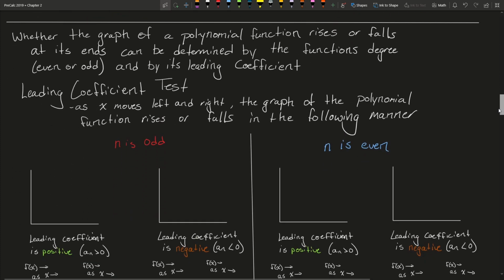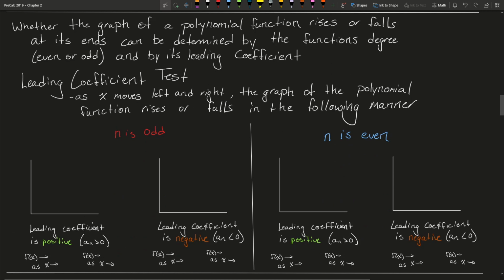Whether the graph of a polynomial function rises or falls at its ends can be determined by the function's degree, even or odd, and by its leading coefficient, the coefficient attached to the highest exponent. So the leading coefficient test tells us that end behavior. As x moves left and right, the graph of the polynomial function rises or falls in the following manner. If n, our degree, is odd, and our leading coefficient is positive, this will look, again, something like our parent function x^3.